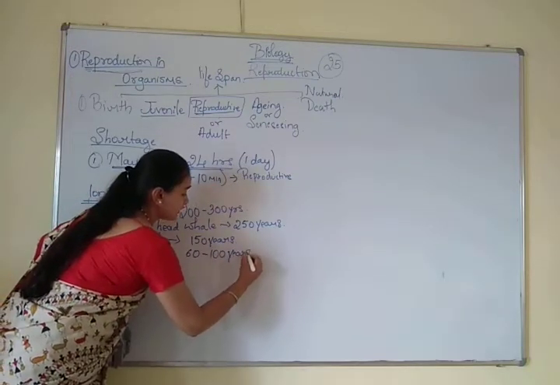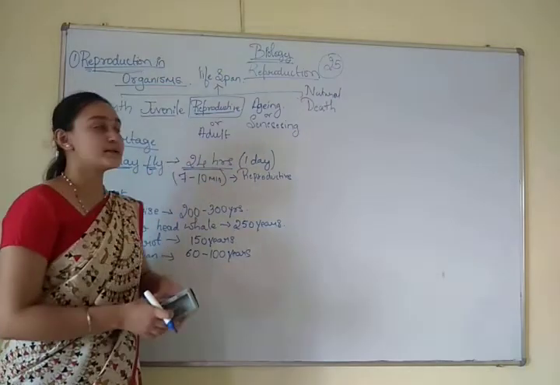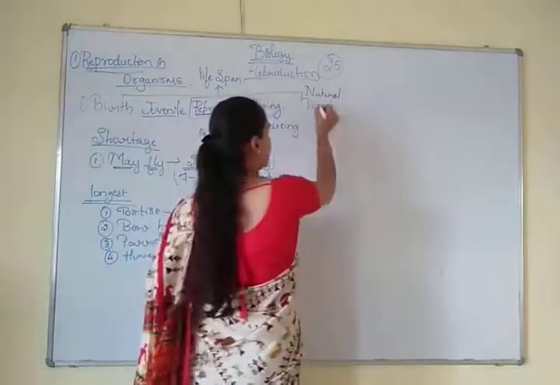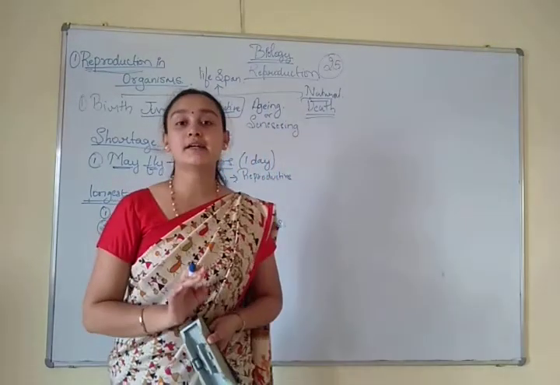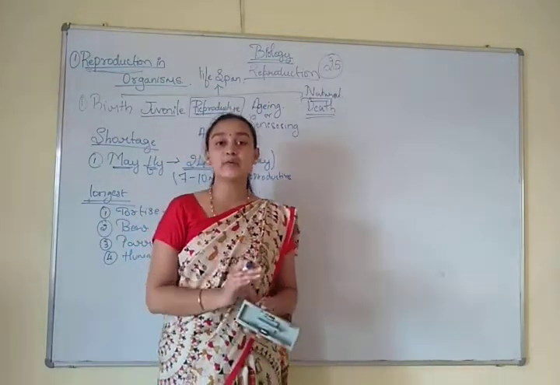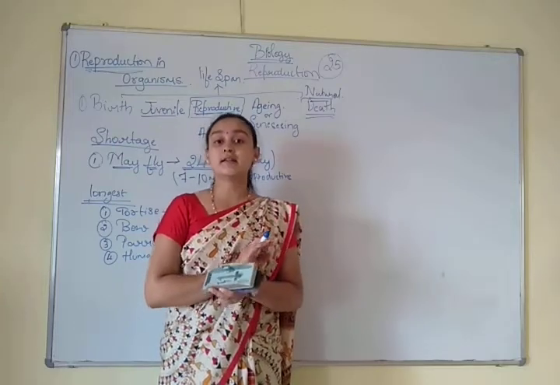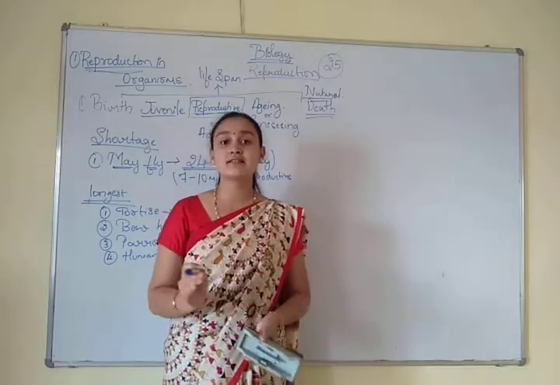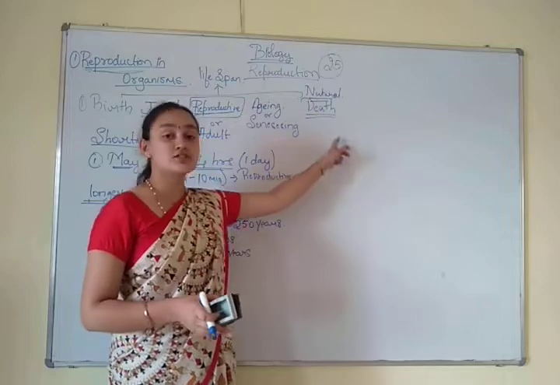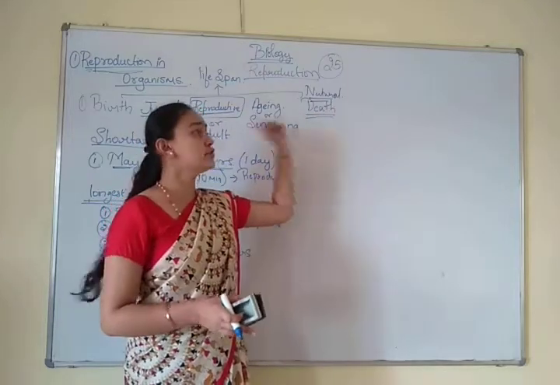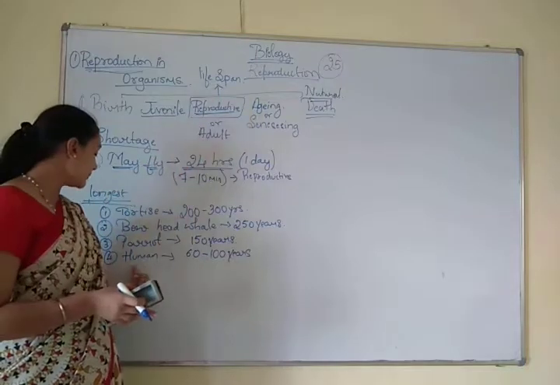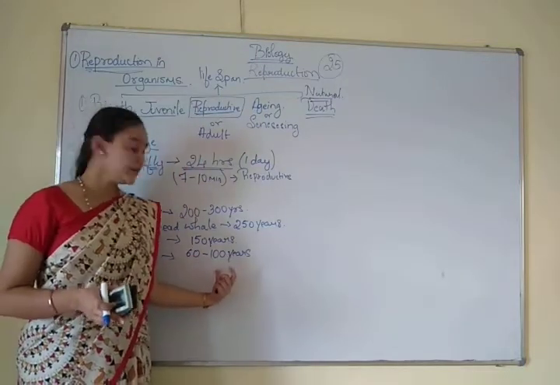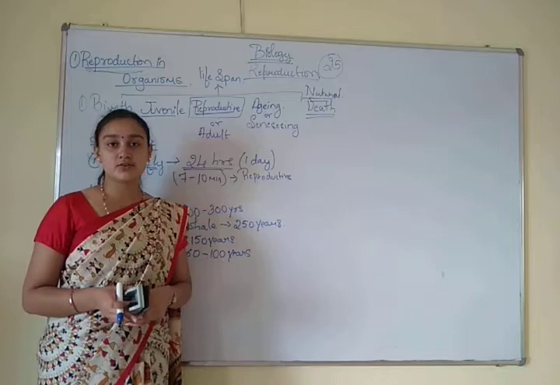Whatever the lifespan is, it depends only on natural death. Make a note of this. It is about natural death, not artificial death. For accidental death, we do not consider that as the lifespan. The time period until which death happens naturally, we say that as lifespan. So for us human beings, how much is it? It is around 60 to 100 years.